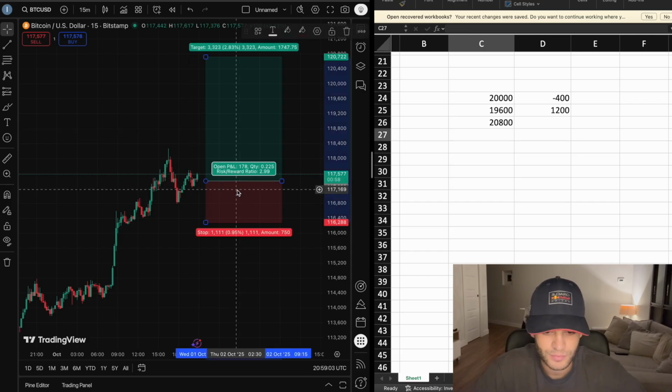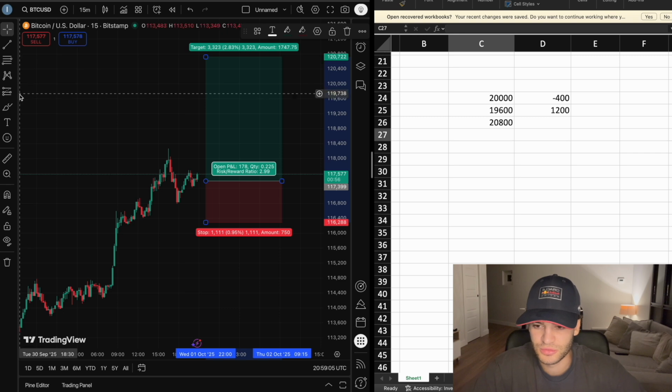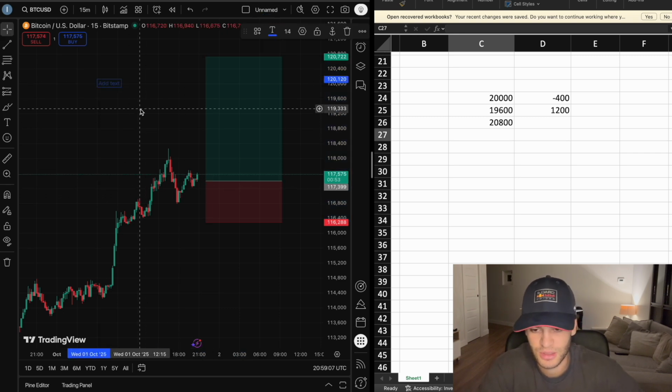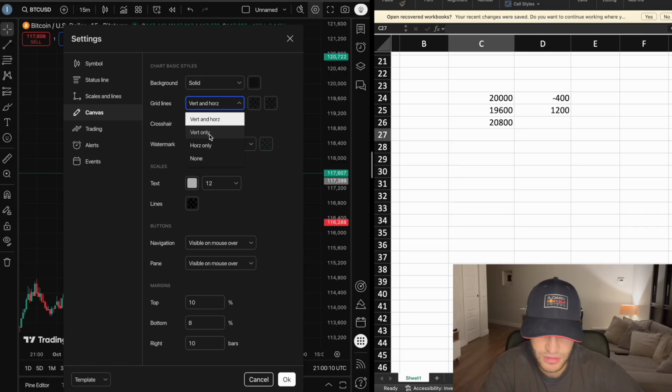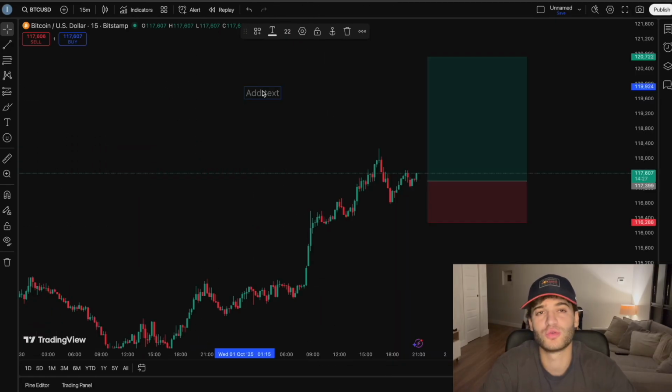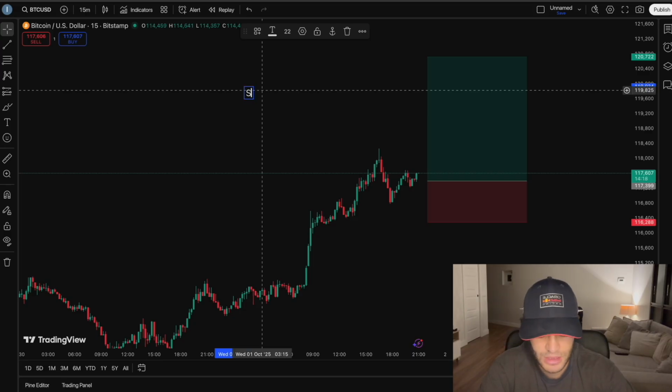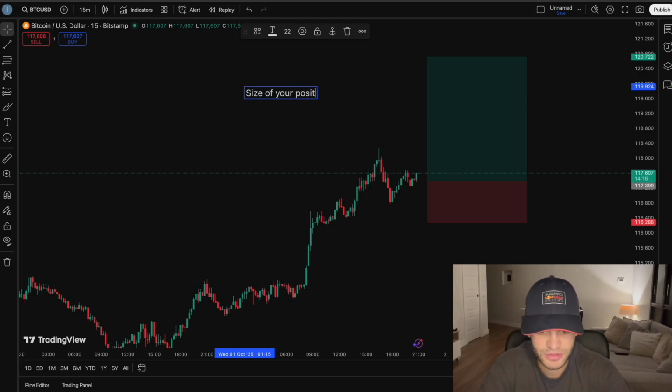Basically, all you need to do is use this simple formula, which I will write right here. And let me take off these grid lines of the chart because they're so annoying. The formula you will be using to figure out the size of your position is this. So you have size of your position equal to the dollar risk divided by the percentage of your stop loss.